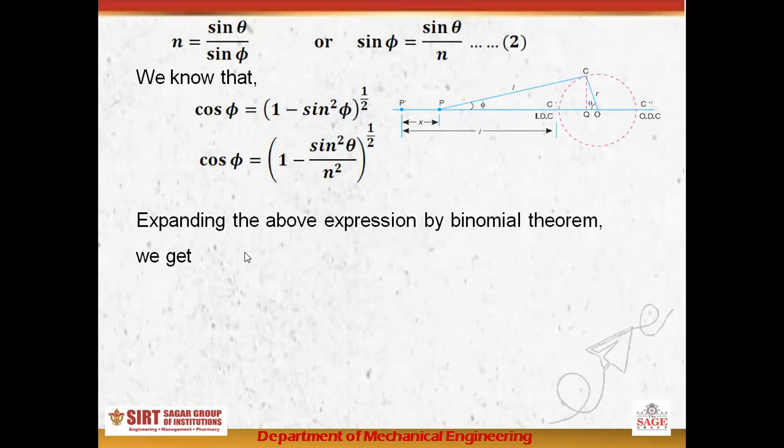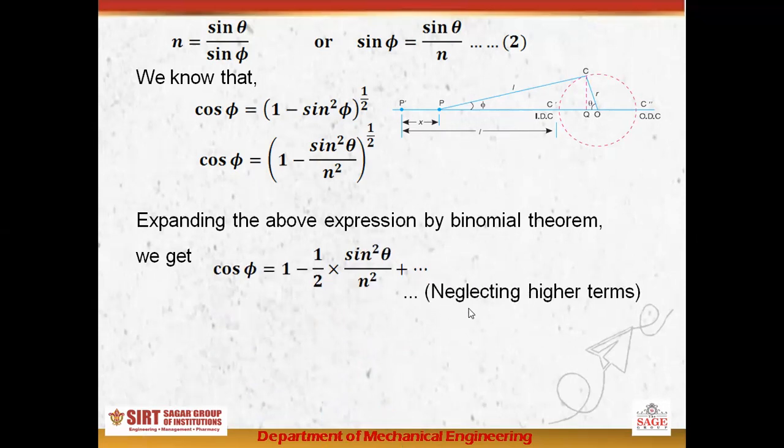After this, expanding this expression by the binomial theorem, we get the value of cos phi as 1 minus 1 by 2 into sin square theta upon n square, plus something, plus other higher terms, and the higher terms are neglected. Now we have 1 minus cos phi is equal to sin square theta upon 2n square. This is equation number 3.